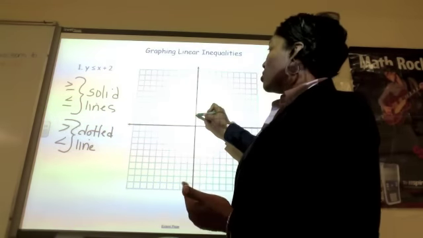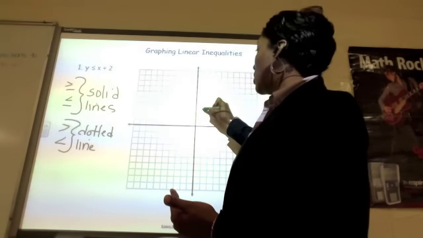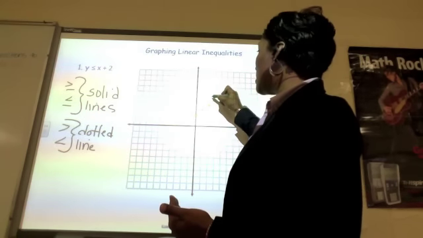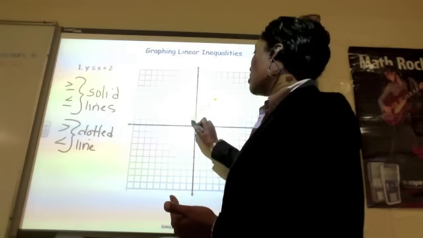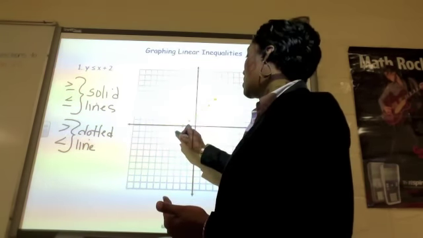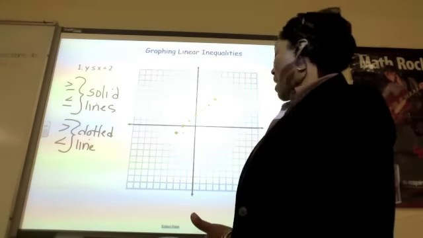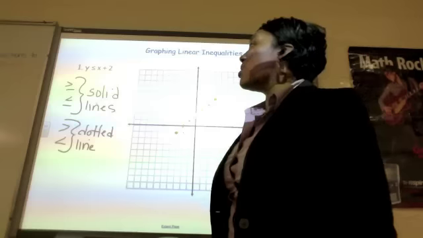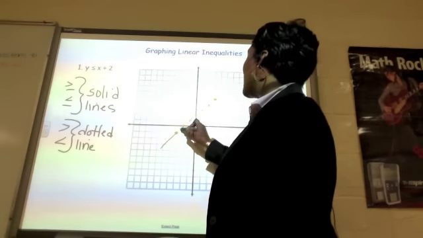So again, I start from the y-intercept. I'm going to rise 1 and run 1. Make a dot. Rise 1, run 1. Make a dot. Okay, let's go the opposite way. I'm going to go down 1 and over 1. Down 1, over 1. Now I have plenty of dots. So now the next step, I'm going to look at my inequality sign, and it tells me that I should have a solid line. So I'm going to draw a solid line.